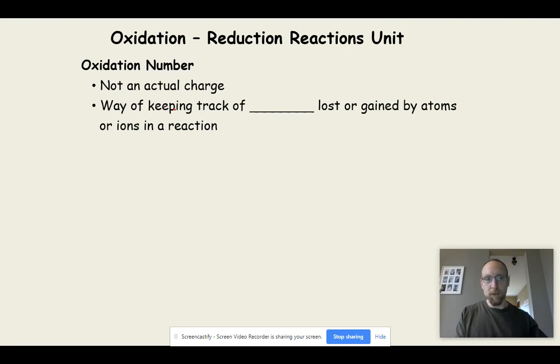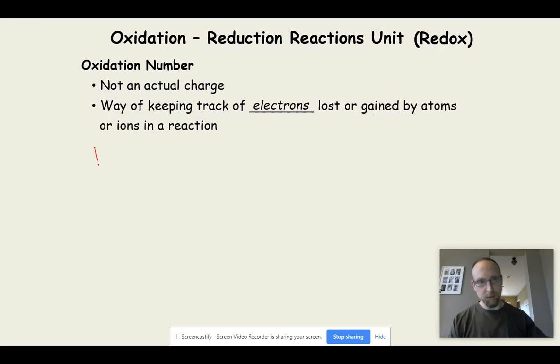So what are these oxidation numbers? What we like to say is that they're a way of keeping track of the electrons lost or gained by atoms or ions in a reaction. So what do I mean by it's not an actual charge?